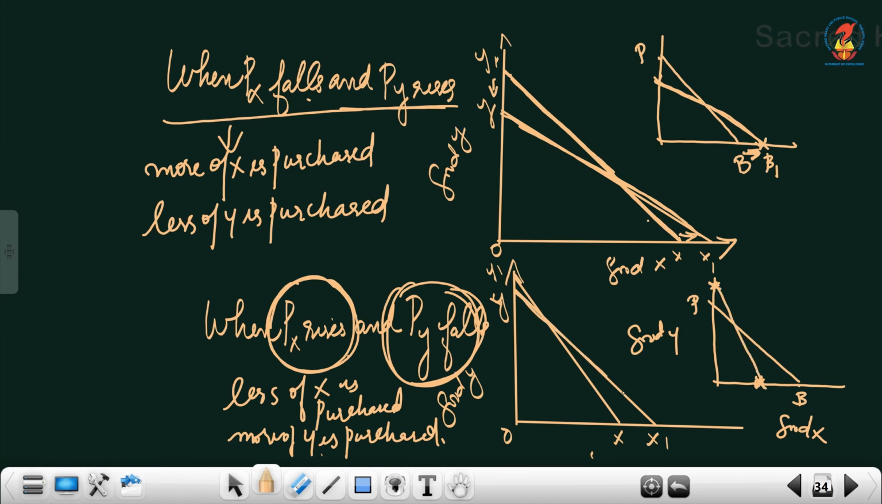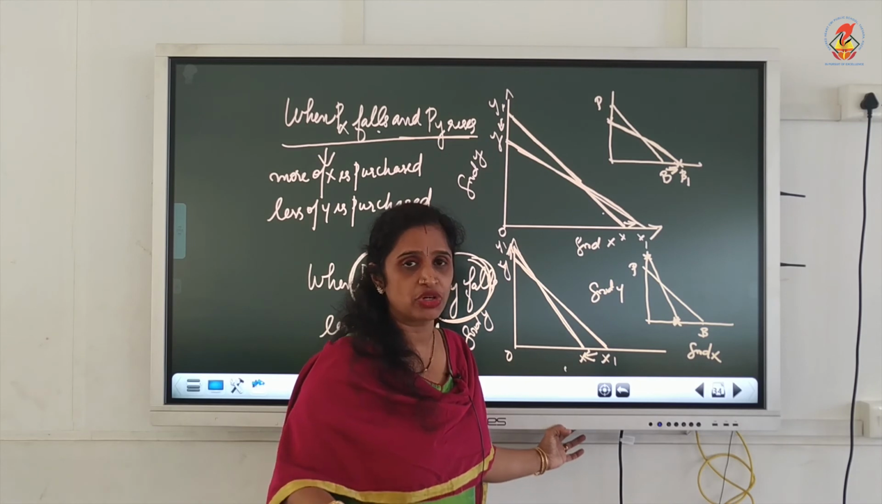Likewise, I have drawn it here. This is the initial one. Price of X has increased, therefore the consumer is purchasing less of X. Price of Y has come down, so the consumer is purchasing more of Y. So, connect these 2 points, you will get the new budget line. This is how you draw the budget line. So, this is the method of drawing the budget line.